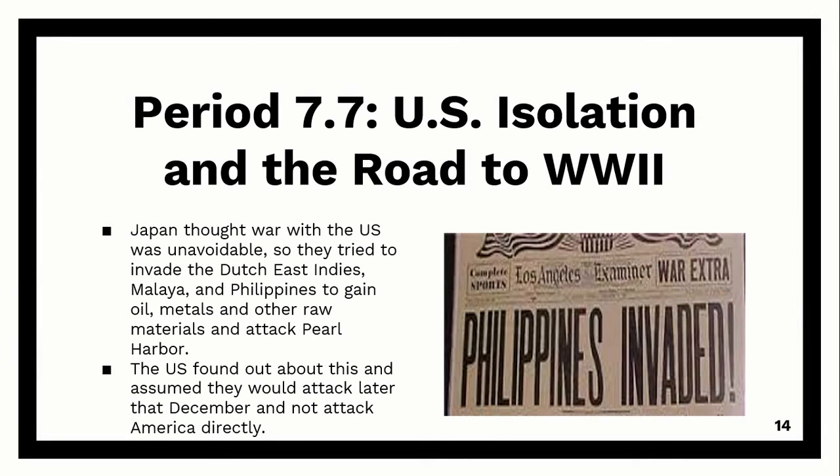Japan at this time thought war with the US was unavoidable, so they tried to invade the Dutch East Indies, Malaya, and the Philippines to gain oil, metals, and other raw materials, which they did successfully, and potentially attack Pearl Harbor. The US found out about this and assumed they would attack those areas later in December, but not attack Pearl Harbor and America directly. However, America was fooled, and because of this, Period 7.8 went into action, and America was thrust into World War II.